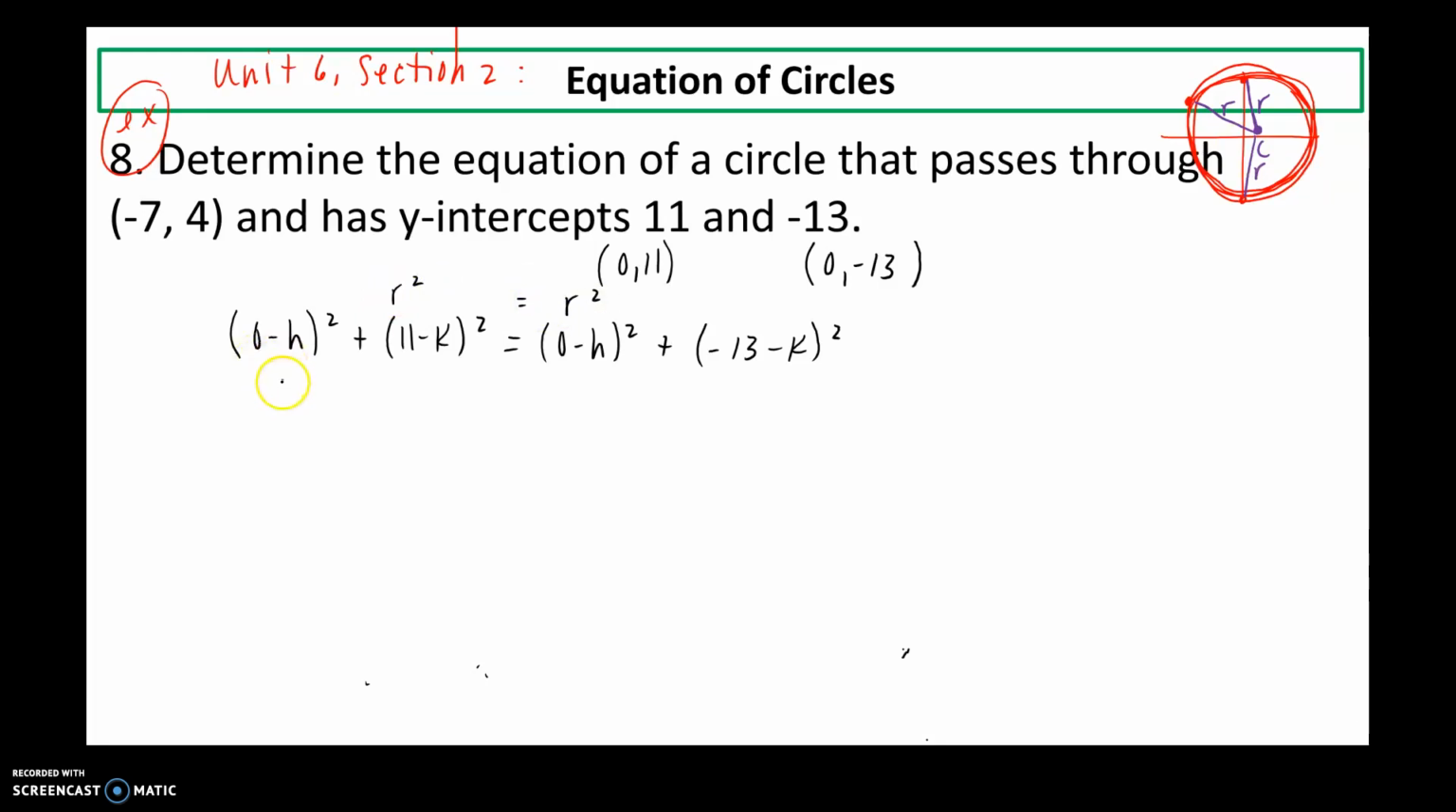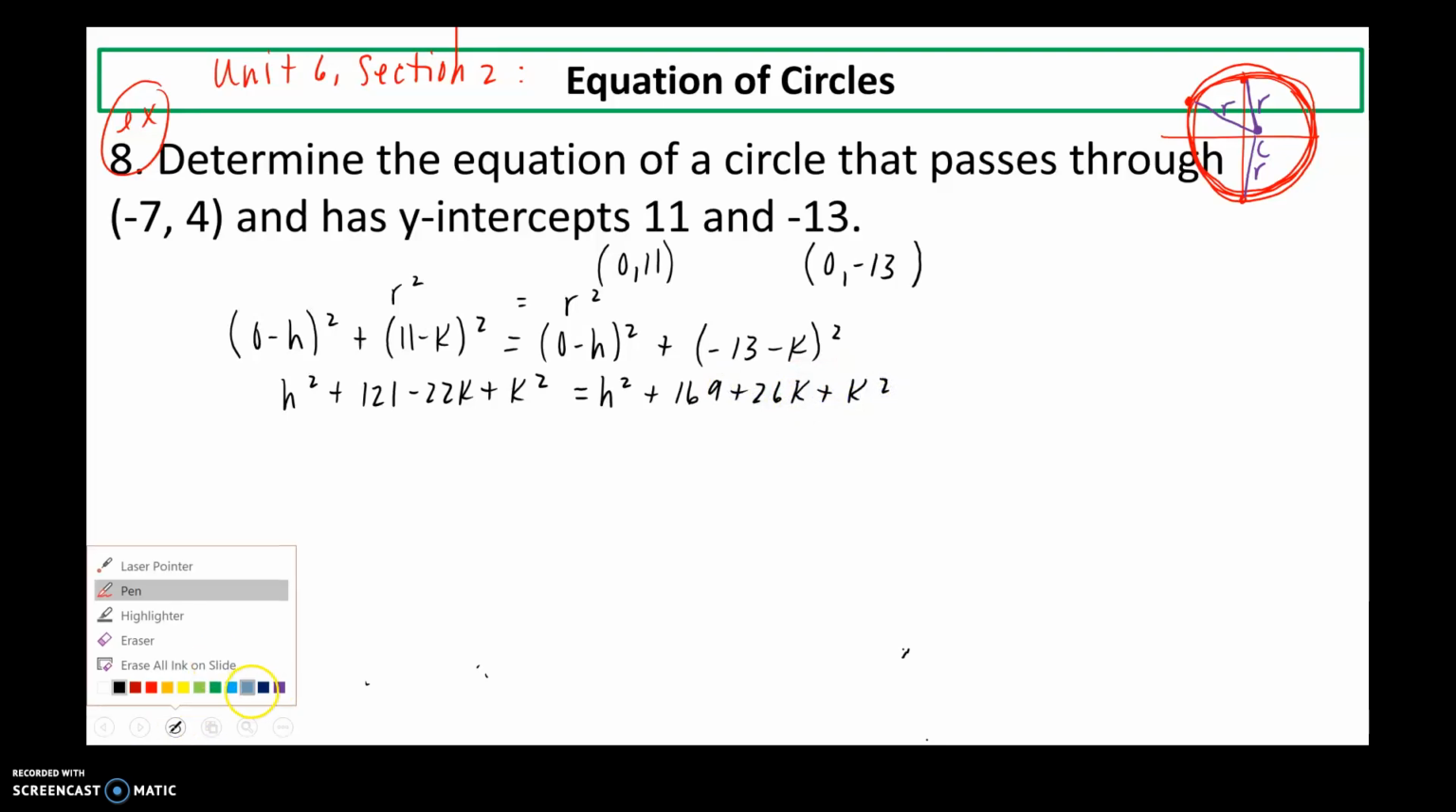Okay, so expanding this will give me h squared. Square the first term, double the product, square the last term. On the right-hand side, h squared, square the first term, double the product of the two terms, square the last term. Now from here, when I go to solve, a couple things cancel. K squareds on both sides are the same, they cancel. H squareds on both sides are the same, so they cancel as well.